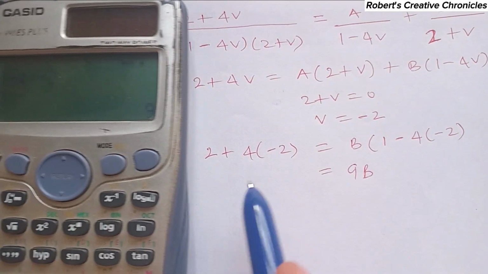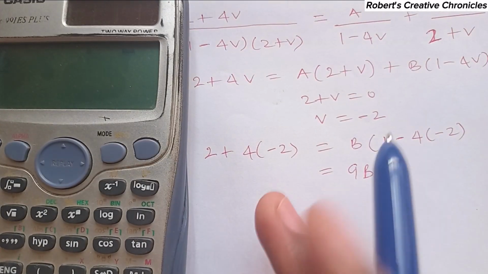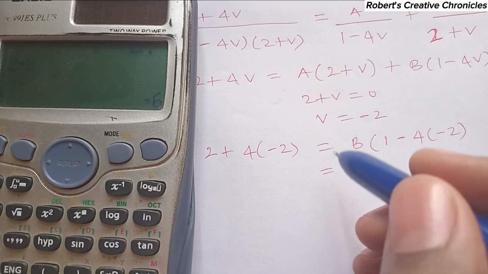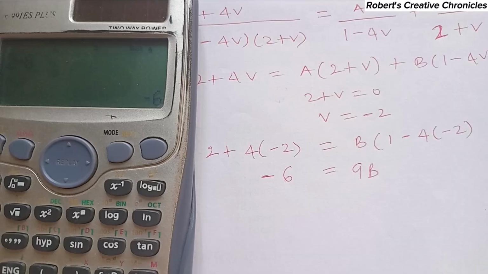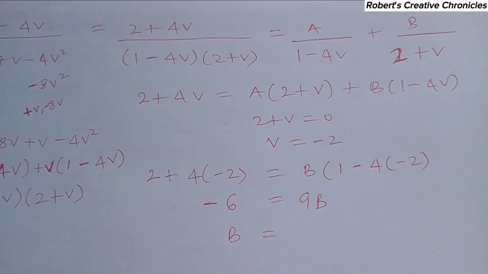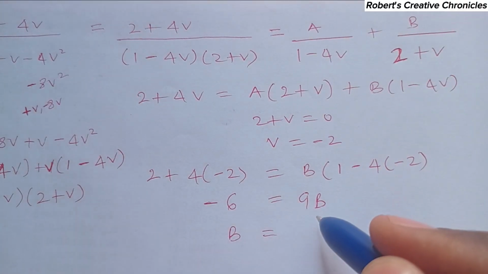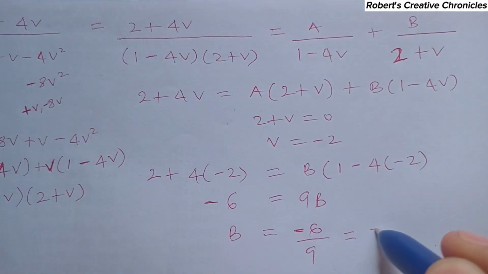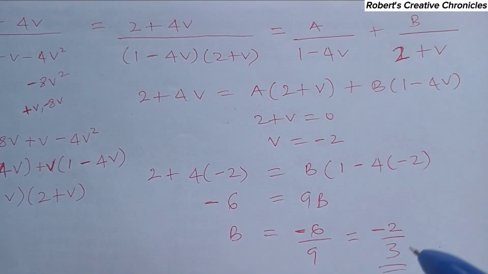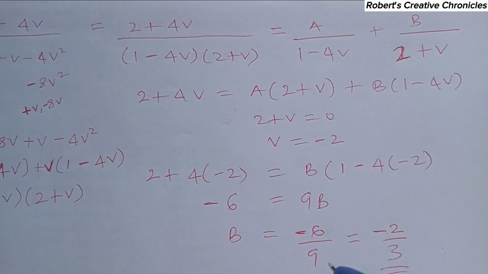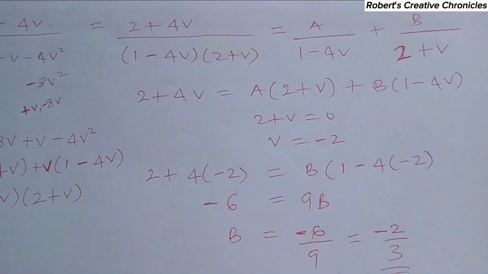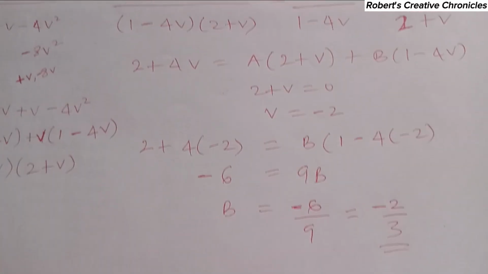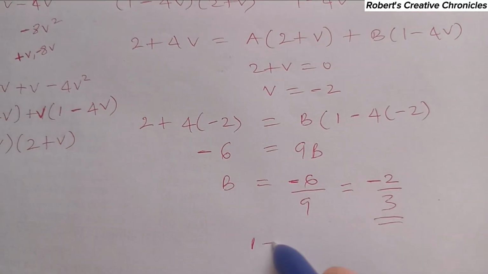Then this is 2 minus 8. So 2 minus 8 is minus 6. So B is equal to what? Is minus 6 over 9, which is equal to minus 2 over 3, because 3 will enter this one 2 times and 3 will enter 9 3 times. Then the second one, we'll set 1 minus 4v equal to 0.